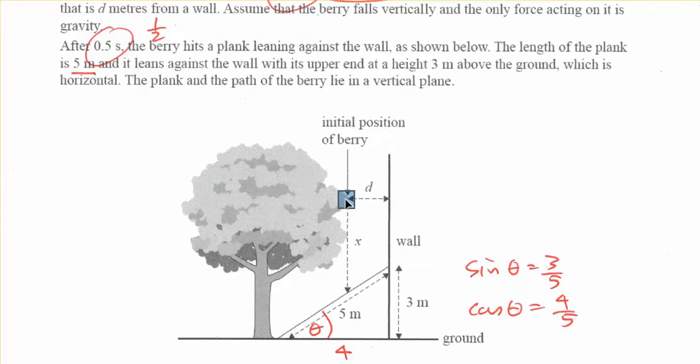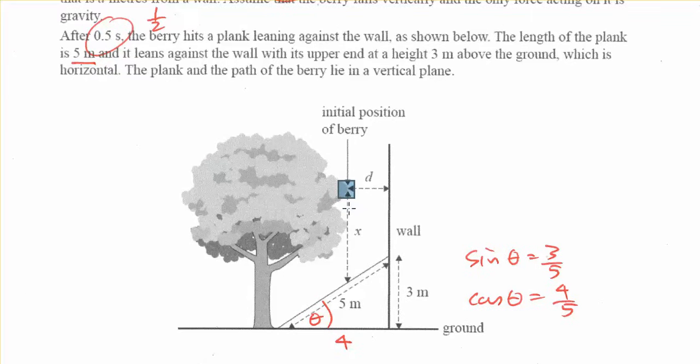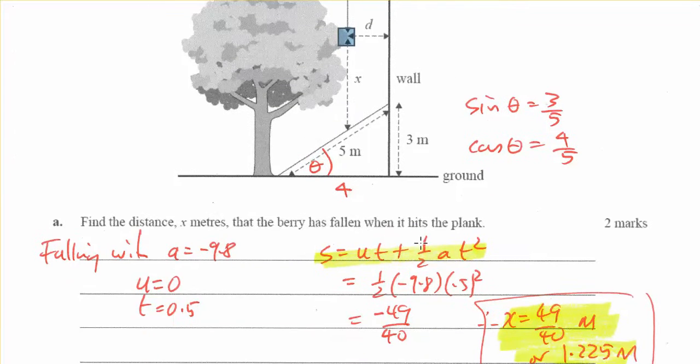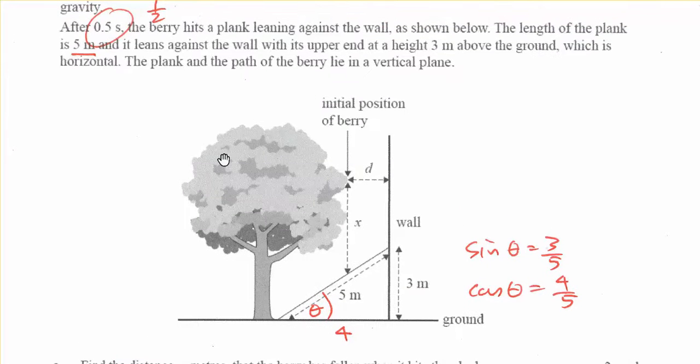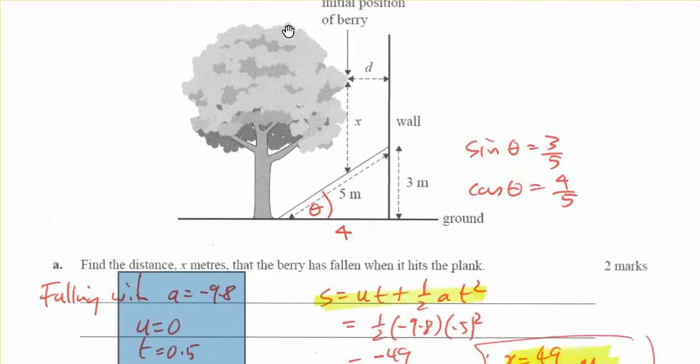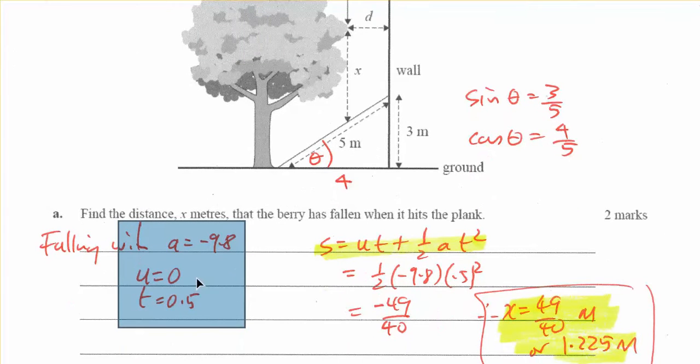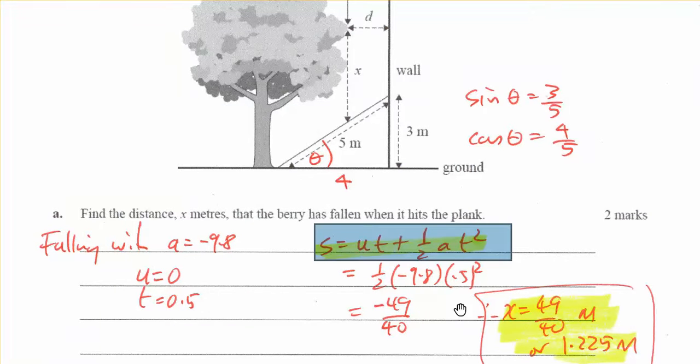Okay, so when it falls, it's just a berry that's not connected to anything. So it's got acceleration of -9.8, and I've got this information. It takes half a second to fall. That information's been given to me here. At 0.5, the berry hits the plank. So it's got half a second. U is 0 because it was stationary when it starts to fall. A is that, so I've used this rule, my distance rule, sub it in, and that tells me the distance of x.